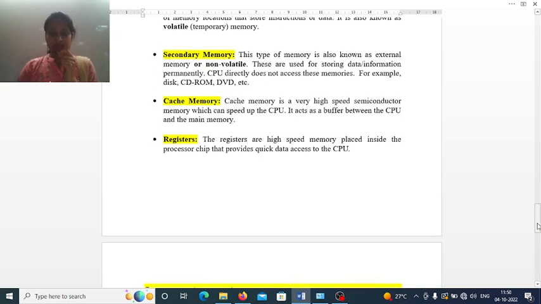And last but not the least, registers. CPU registers are considered the fastest and smallest memory. These are high speed memory which are placed in between or inside the processor chip that provides quick data access to the CPU. The main function of the register is to provide quick data access to the CPU. That's why it is placed inside the processor.